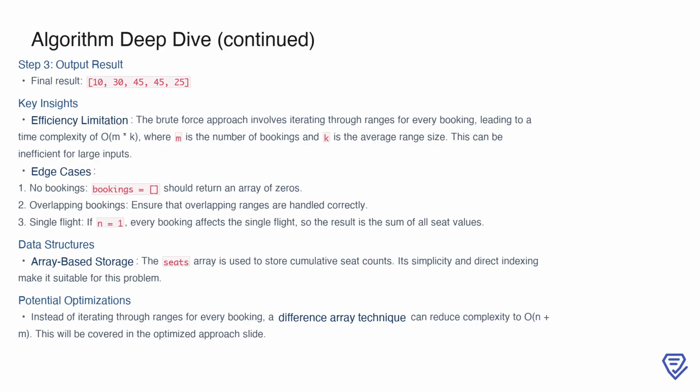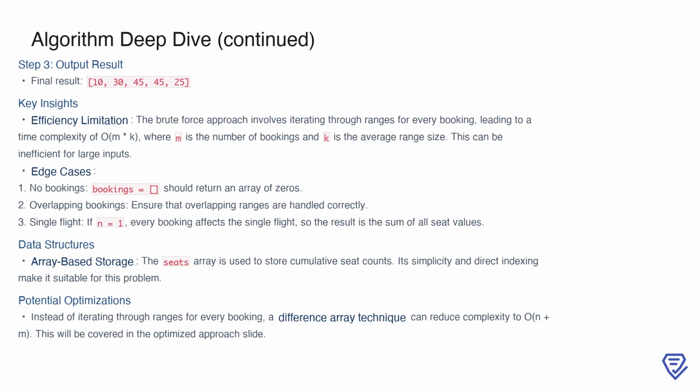This means that the first flight has 10 seats booked, the second has 30, the third and fourth have 45 each, and the fifth has 25. While this approach works, it has significant efficiency limitations. The need to iterate through the range of flights for every booking leads to a time complexity of O(m*k), where m is the number of bookings and k is the average range size. For large inputs, this can become a performance bottleneck.